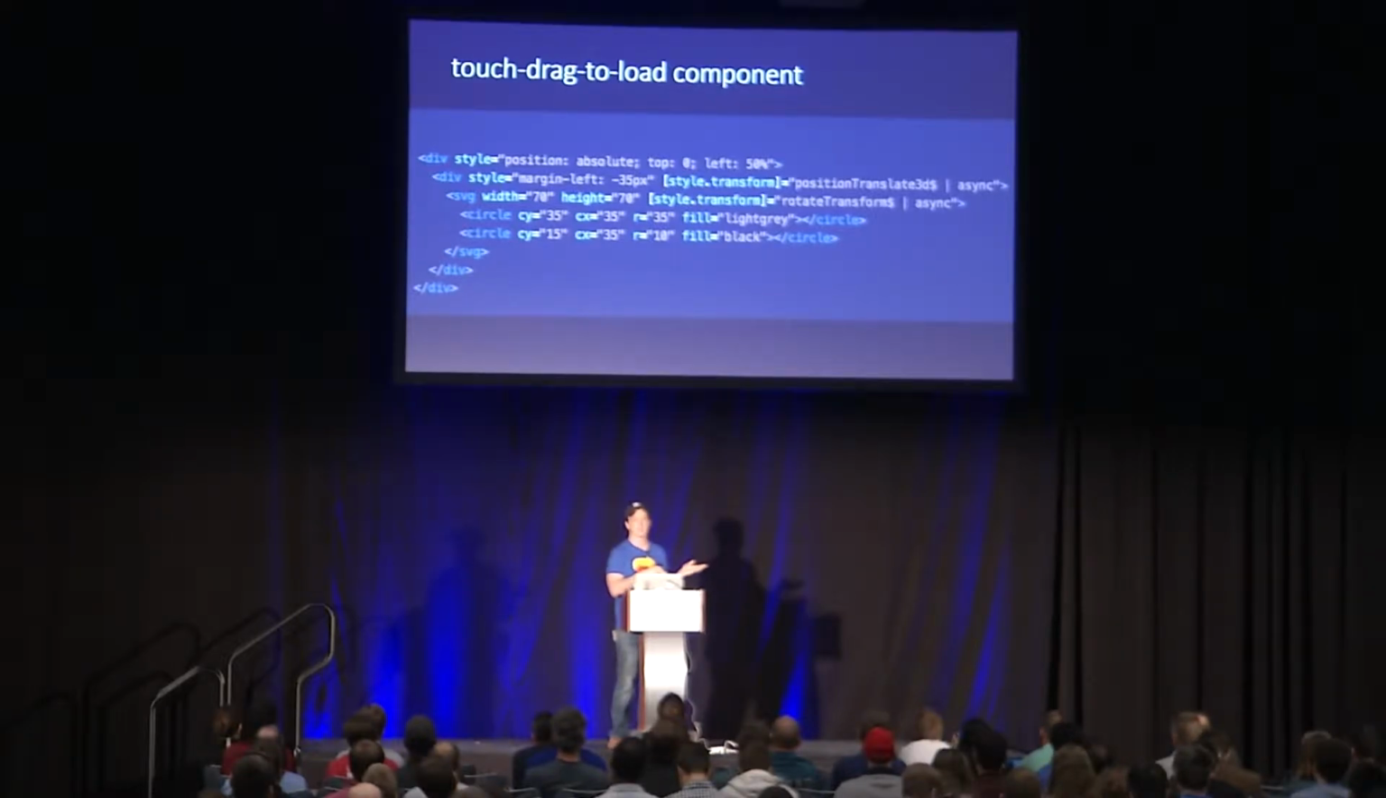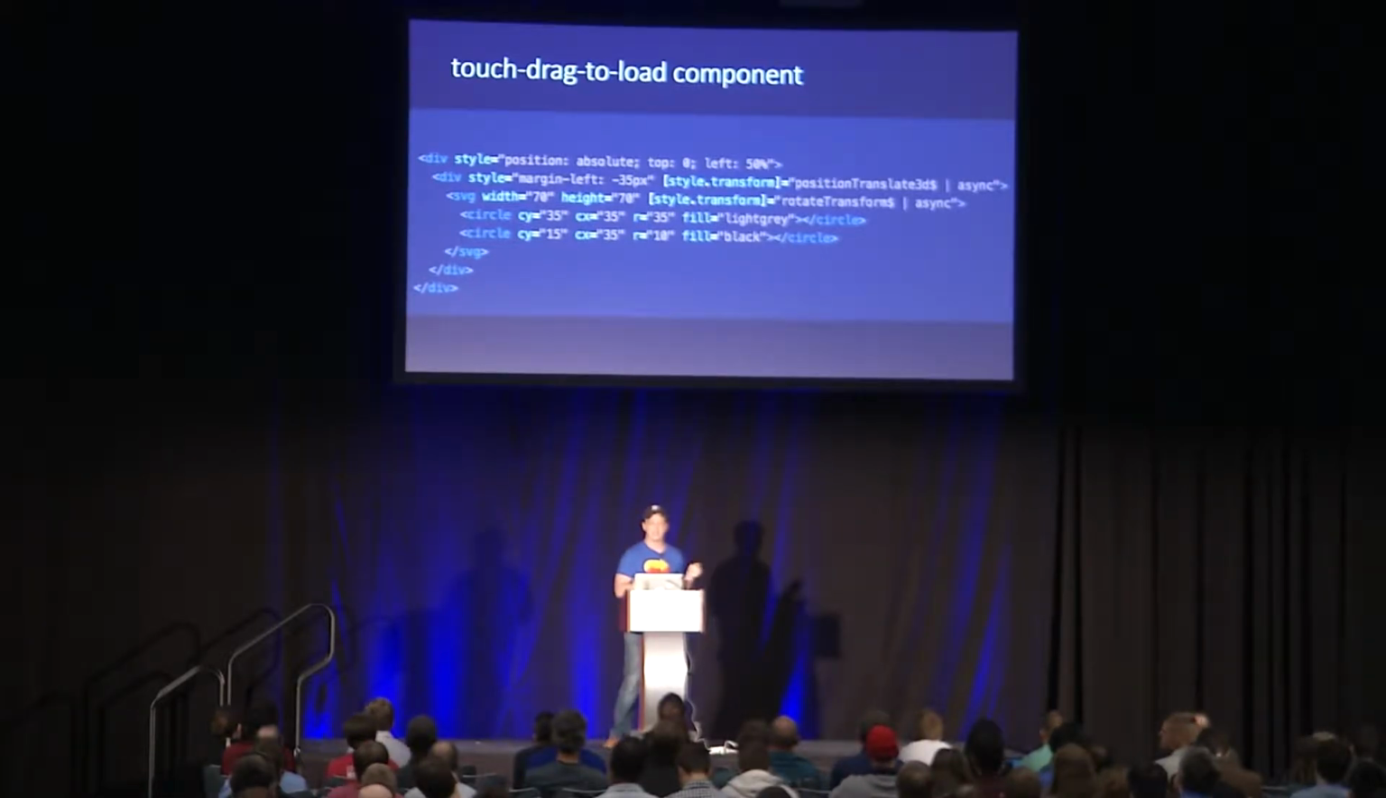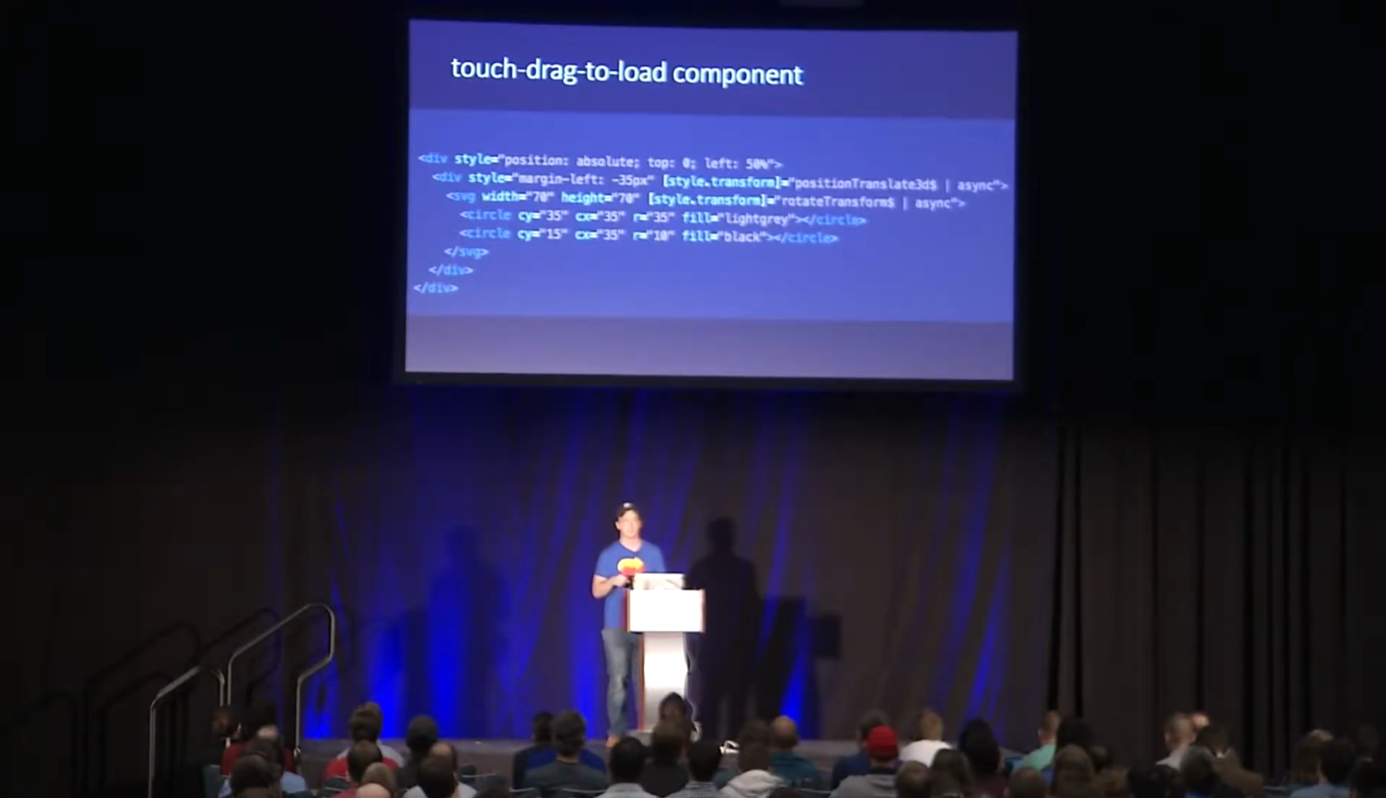That's exactly what this is doing every time the observable emits a value because of that pipe async. We're doing a similar thing in the SVG below it, which is the SVG that contains our circle. And in this case, this one's called rotate transform. So this is the one we're going to use to animate the circle to spin.